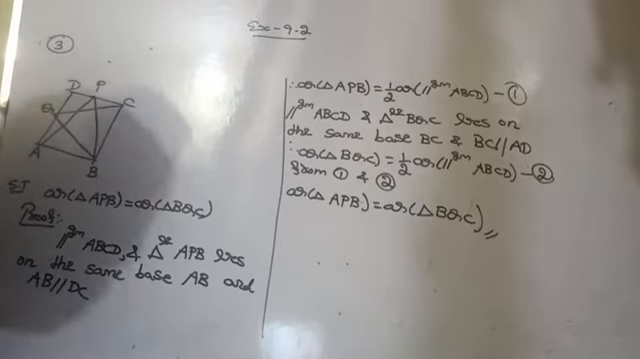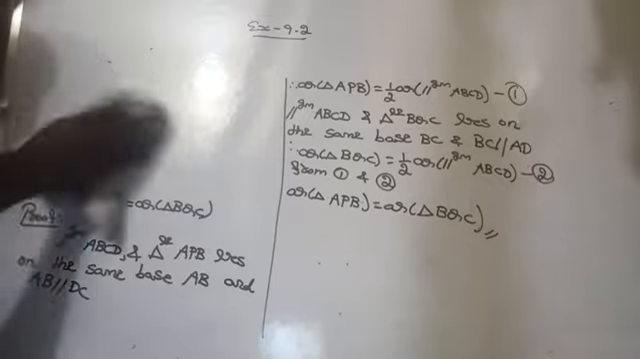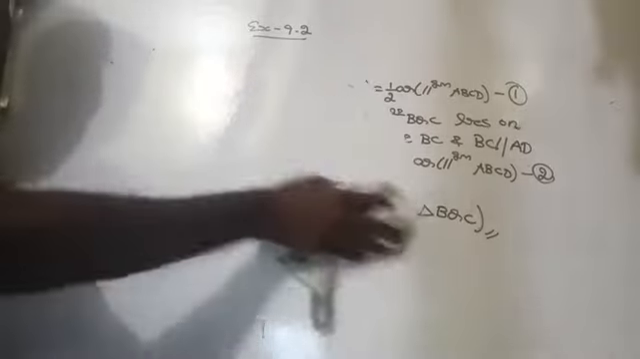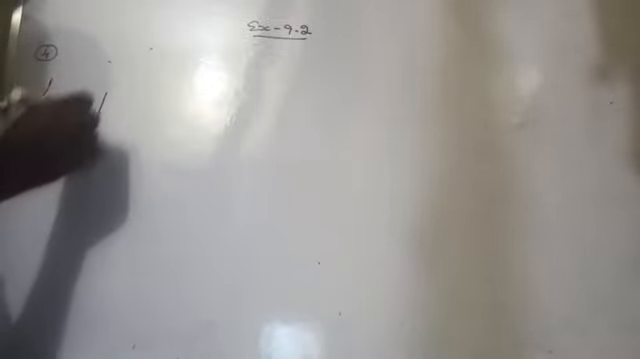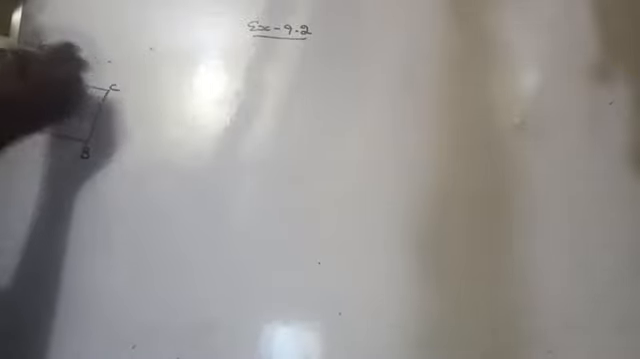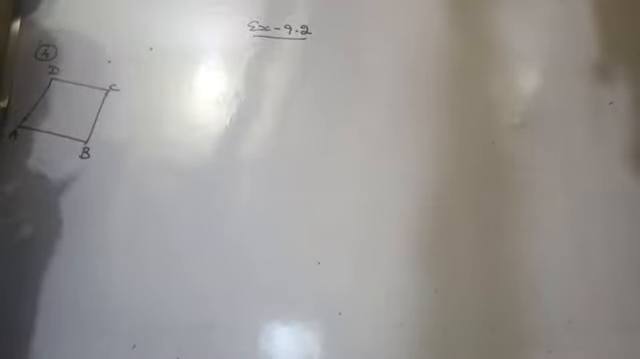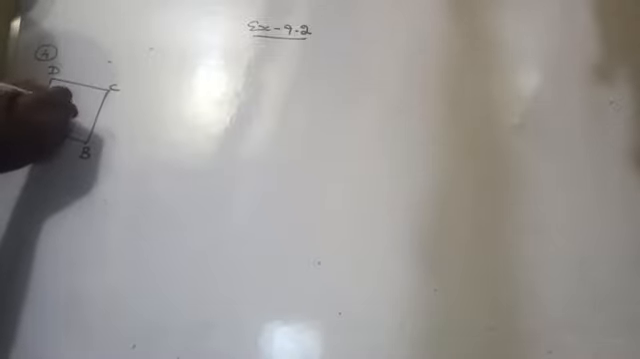What is the next question? The next question is question number 4. P is a point in the interior of the parallelogram ABCD. So I am taking the parallelogram ABCD. This is the parallelogram ABCD. P is the point in the interior. So I am taking the point P somewhere here. This is the point P.